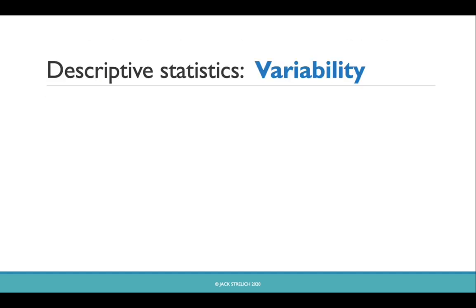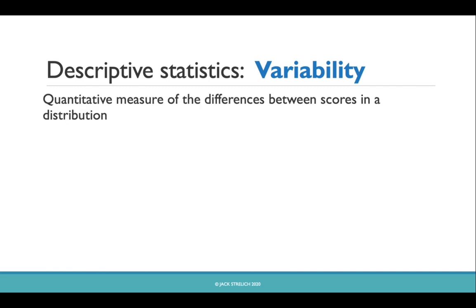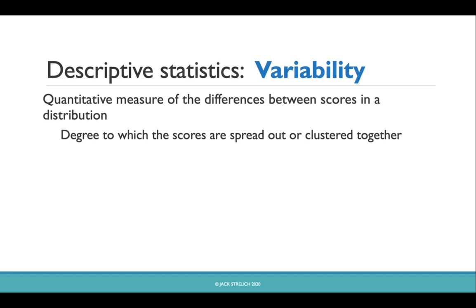So now that we've reviewed 3 different approaches to central tendency, I want to talk a little bit about measures of variability. Variability is a quantitative measure of the differences between scores in a distribution. In other words, the degree to which the scores are spread out or clustered together. And, just like central tendency, there are a couple different ways that we can attempt to measure variability.